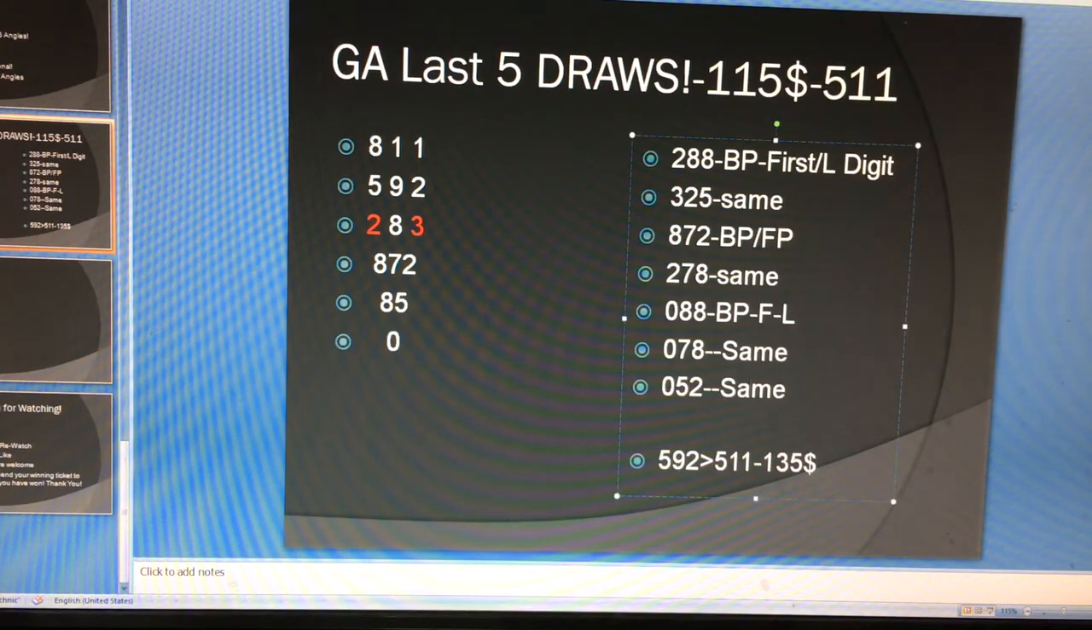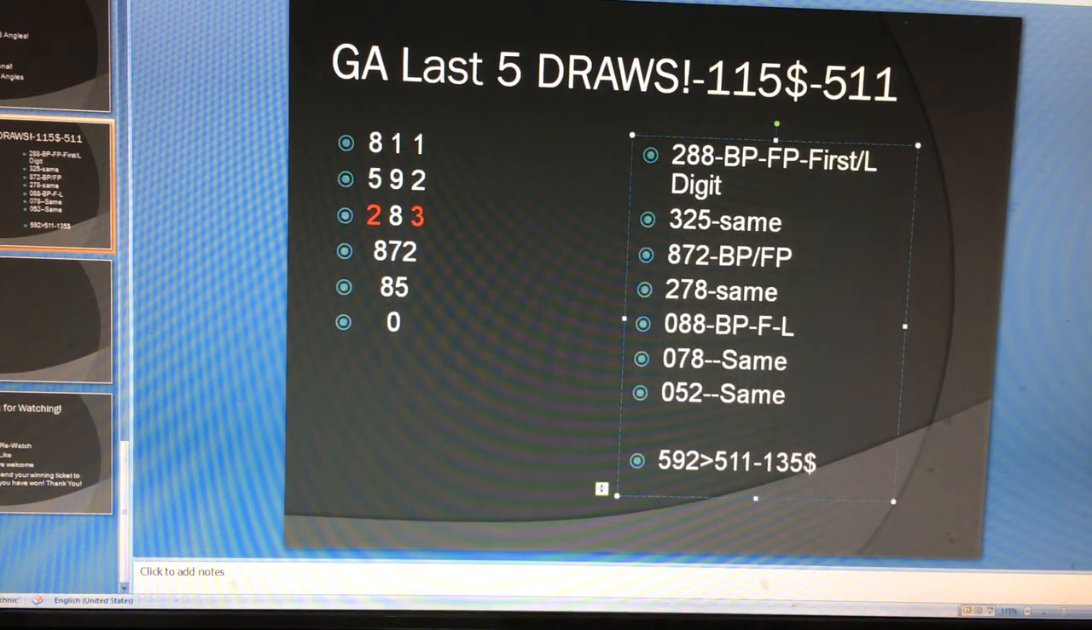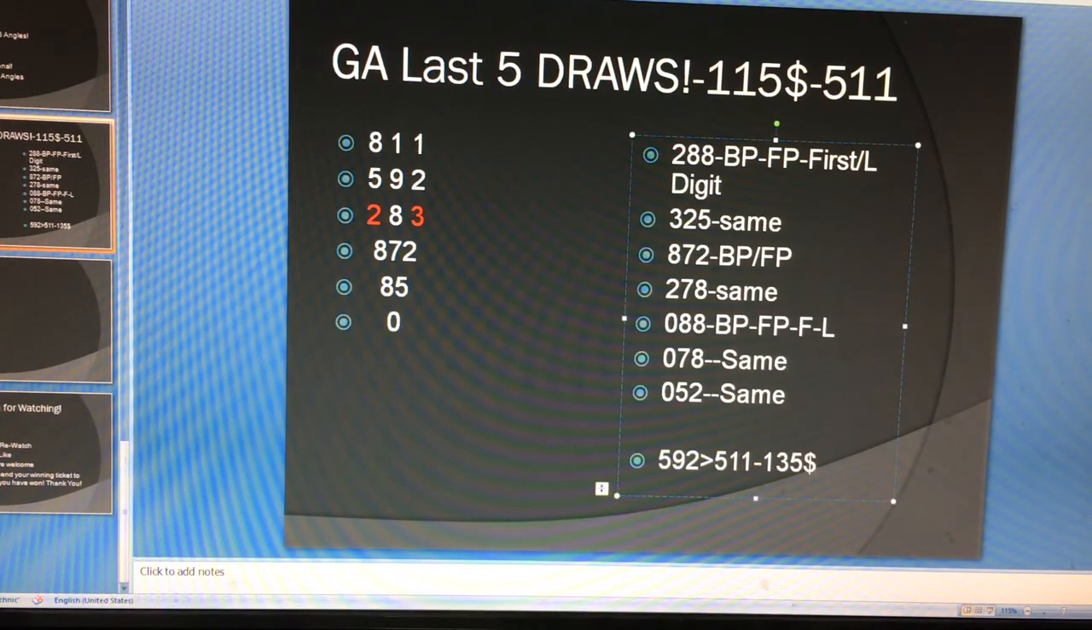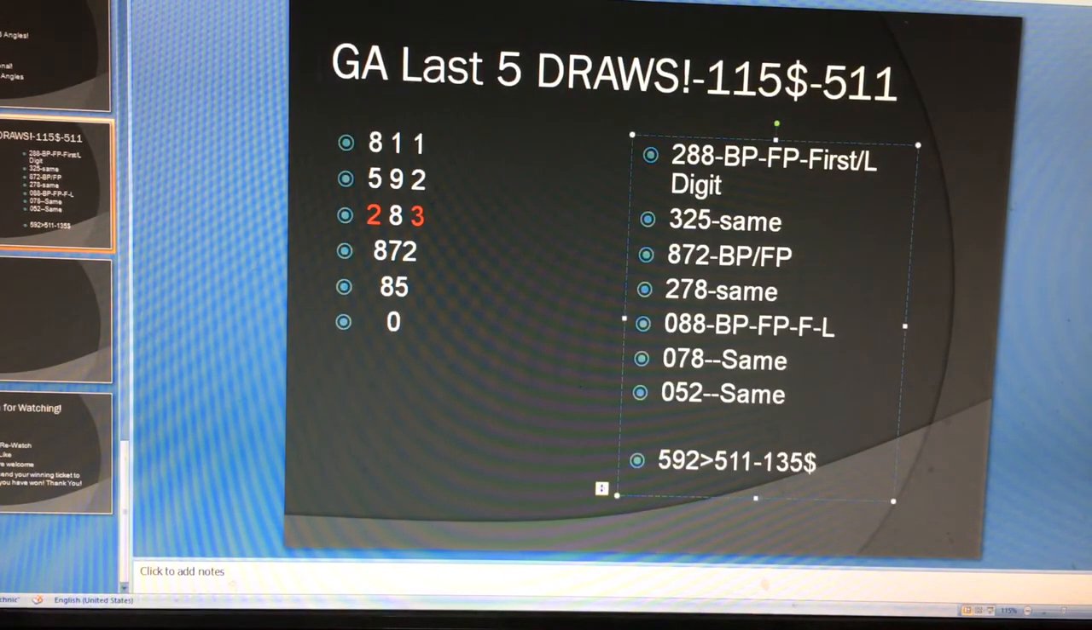Okay. You can change the front pair also, my bad. Okay, so everything can be changed as a back pair, front pair, first digit change or last digit change. So you can change the back pair or front pair. So I made the mistake, so I'm correcting myself right now. So you can change the front pair or back pair for any angle.